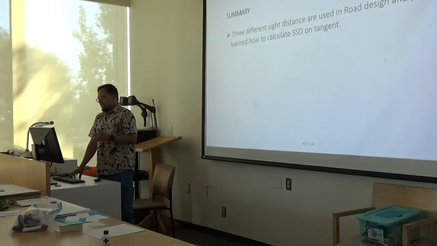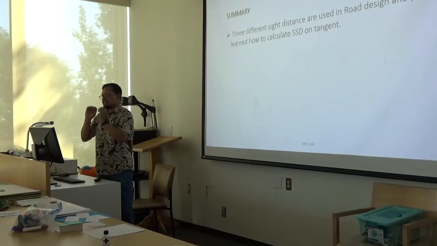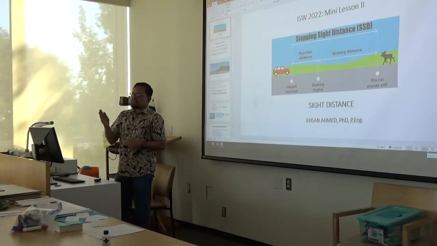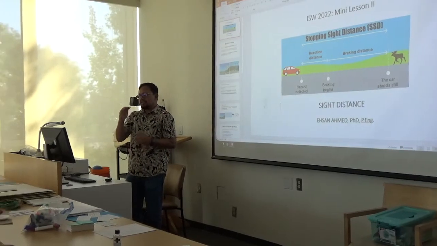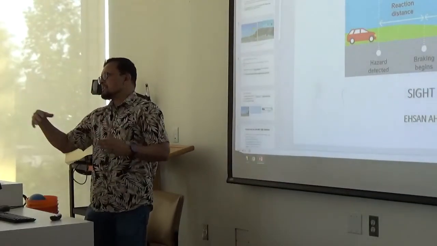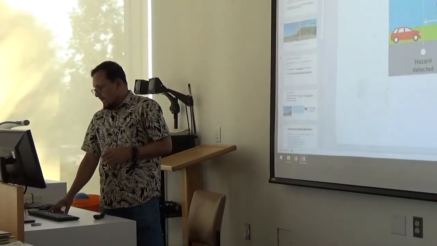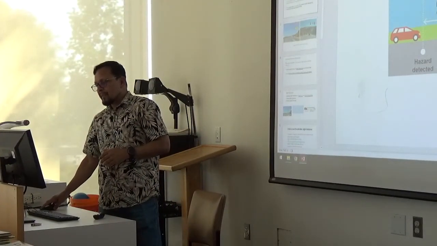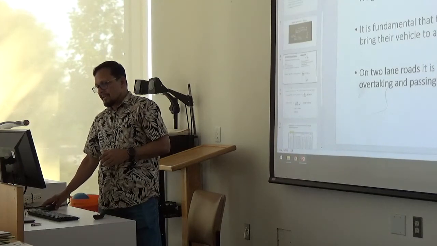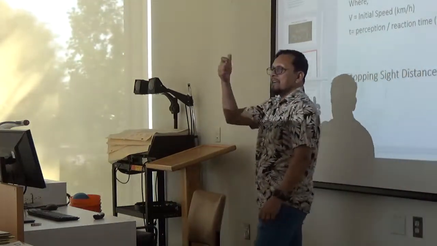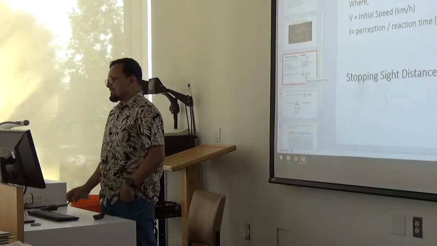So what we learned is that there are different types of sight distance used in road design, and you have learned how to calculate the stopping sight distance on a tangent road, on a straight road. On a curved road, it is a bit different. If it is a curved road, the friction factor will be slightly different, so you have to use another table to find another friction factor. It is the same calculation, but instead of this F, you have to use F1, and that one you will get from the TSC manual. Awesome. So thank you.